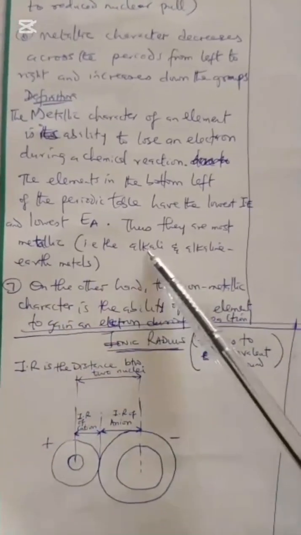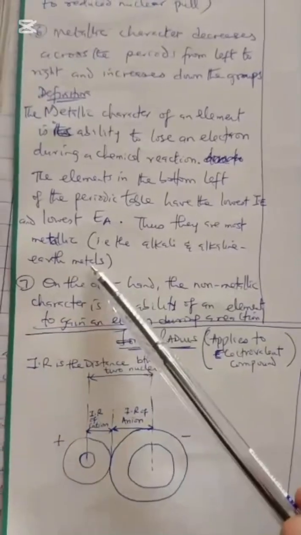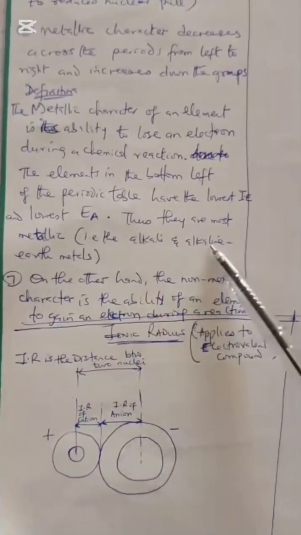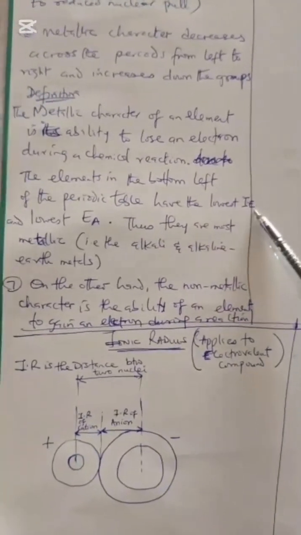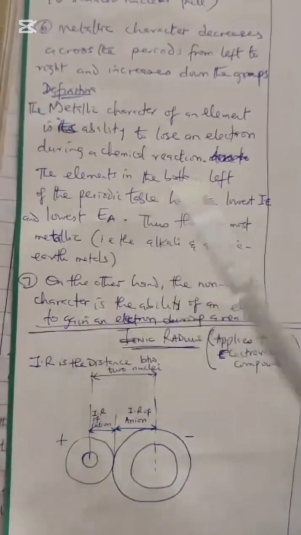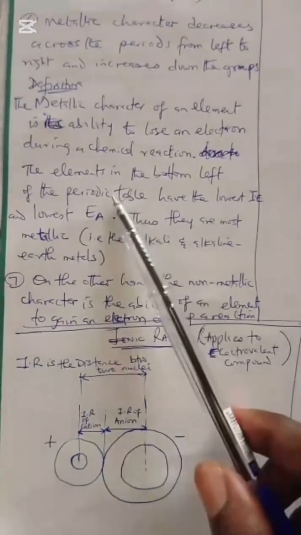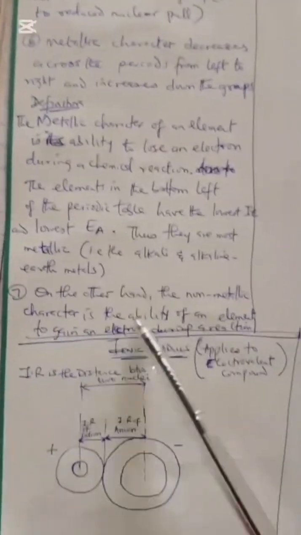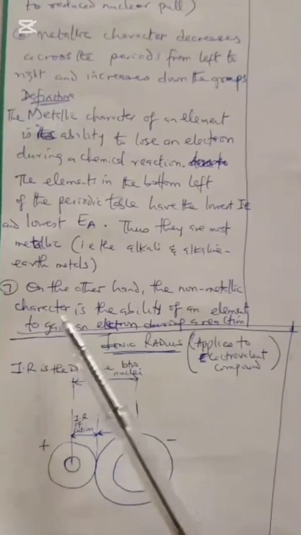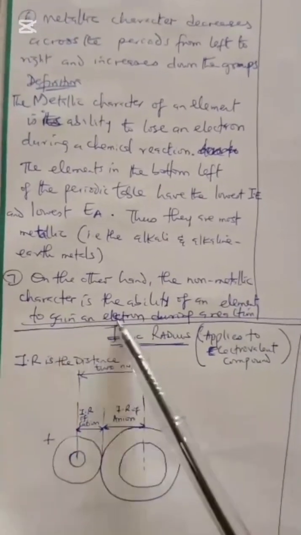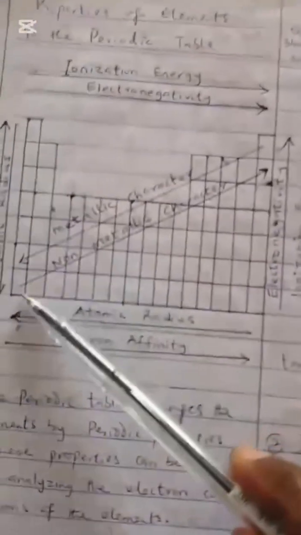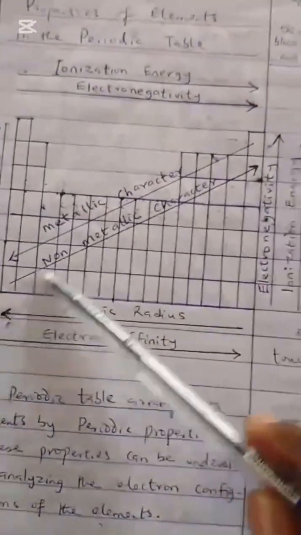That is, the alkali and alkaline earth metals, the group 1 and group 2 metals. They have the lowest ionization energy and the lowest electron affinity. There's a reason why I'm repeating this concept. It's very important. On the other hand, let's talk about the non-metallic character. Non-metallic character is the ability of an element to gain an electron during a reaction. So you must know that the non-metallic character increases as you go from bottom left to top right.